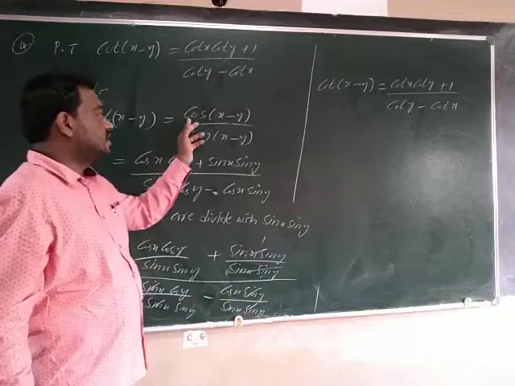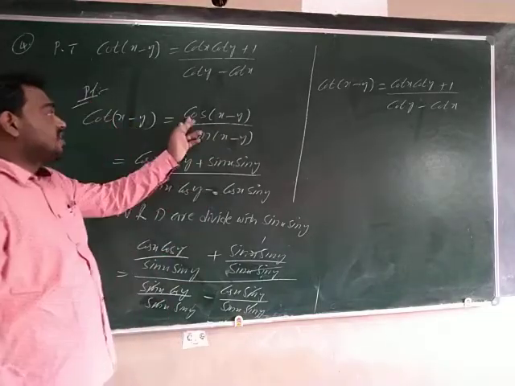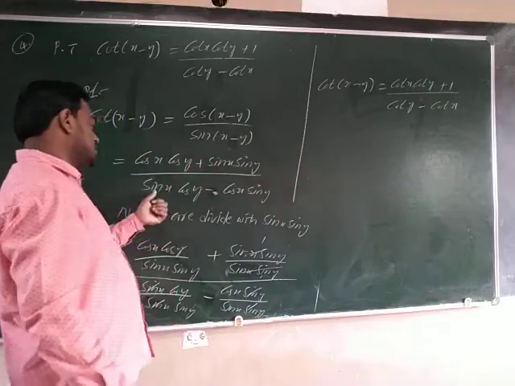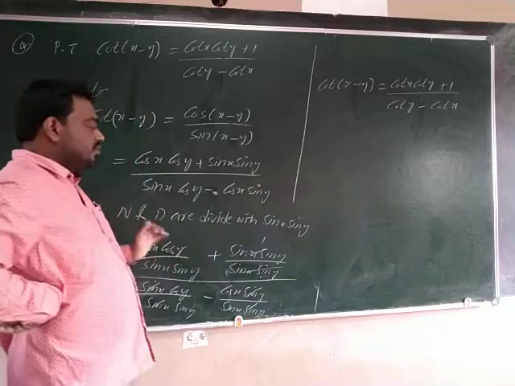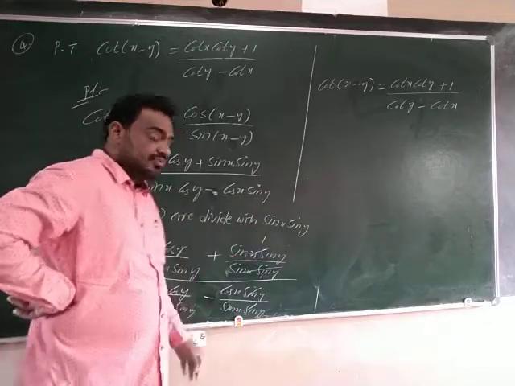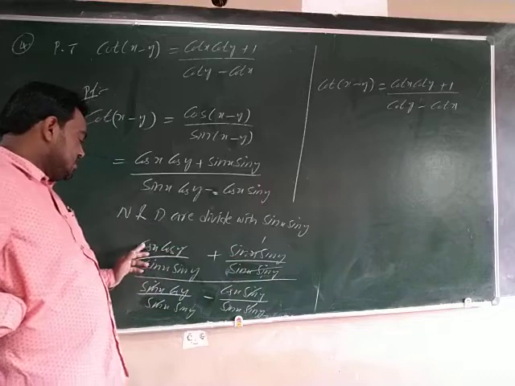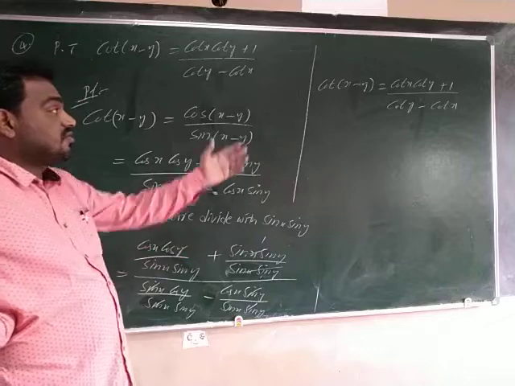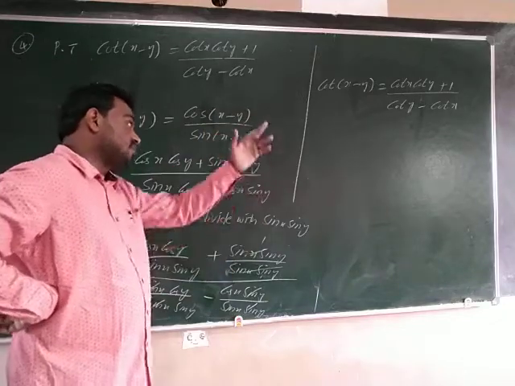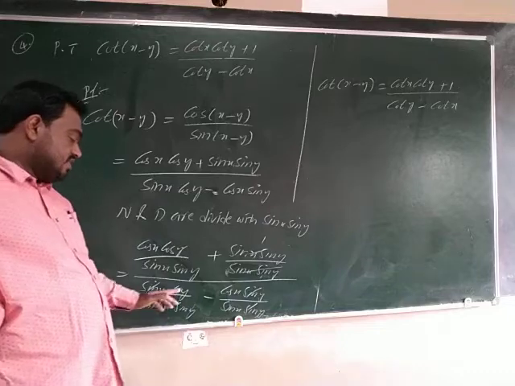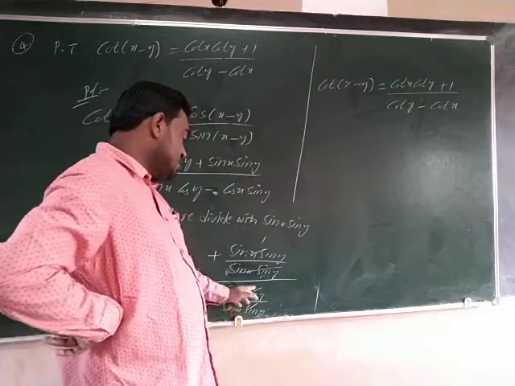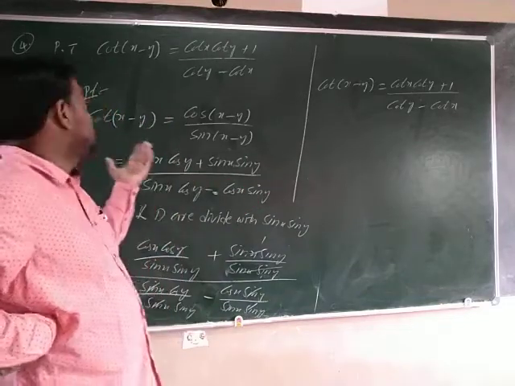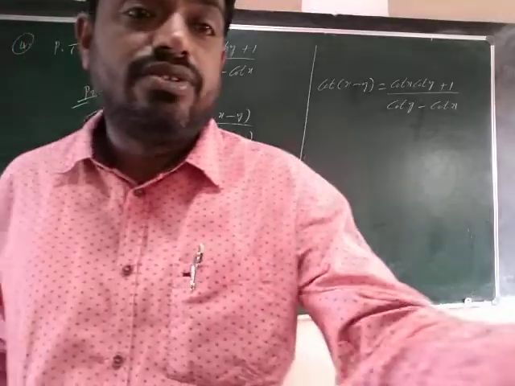Cot of (x minus y) is cos of (x minus y) by sin of (x minus y). The cos (x minus y) formula is cos x cos y plus sin x sin y. The sin (x minus y) formula is sin x cos y minus cos x sin y. Numerator and denominator are divided by sin x sin y, so each term I divide with sin x sin y. Cos by sin gives cot. So cot x cot y, plus 1. Here the sin x terms get cancelled, cos y by sin y is cot y. Next, here the sin y terms get cancelled, minus cos x by sin x is cot x. So this is our answer. Fourth one. Next, the fifth.